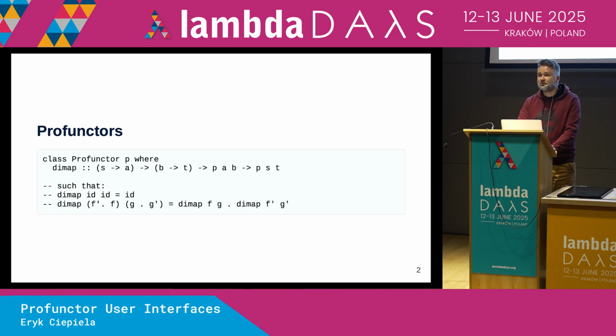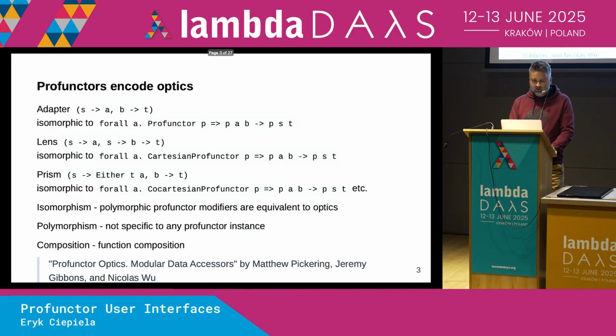So Profunctors, which we all know and love, are a type class that is covariant in one type parameter and contravariant in the other type parameter. Please raise your hands if you know what a Profunctor is. That's already up. Okay, cool. So what we can do with Profunctors is dimap, which maps covariantly one end and contravariantly the other end. And please raise your hands if you know what the Profunctor encoding of optics is.